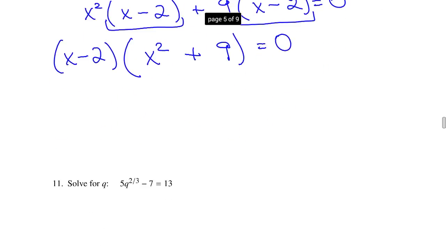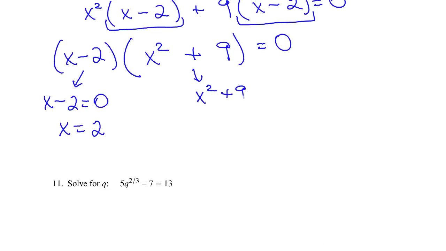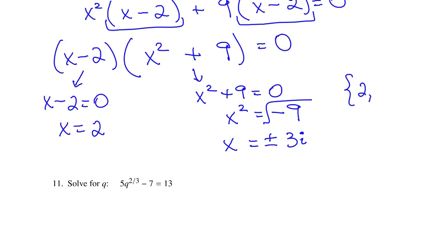Take these two factors, split them up, set them equal to 0. So x minus 2 equals 0 gives me the solution x equals 2. Taking x squared plus 9, setting that equal to 0. To solve for x, I move the 9 to the right. That becomes negative 9. Take the square root of both sides. The square root of negative 9 is 3i. And because it was x squared, we're going to use plus or minus. So the solutions here are 2, positive, negative 3i.